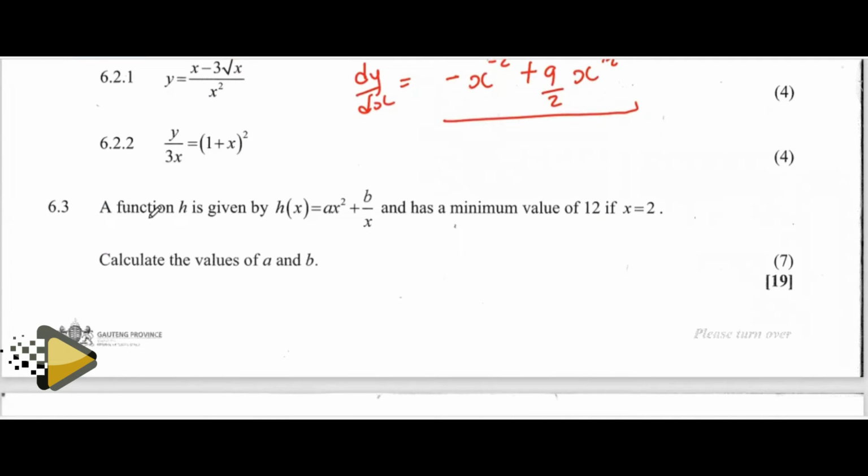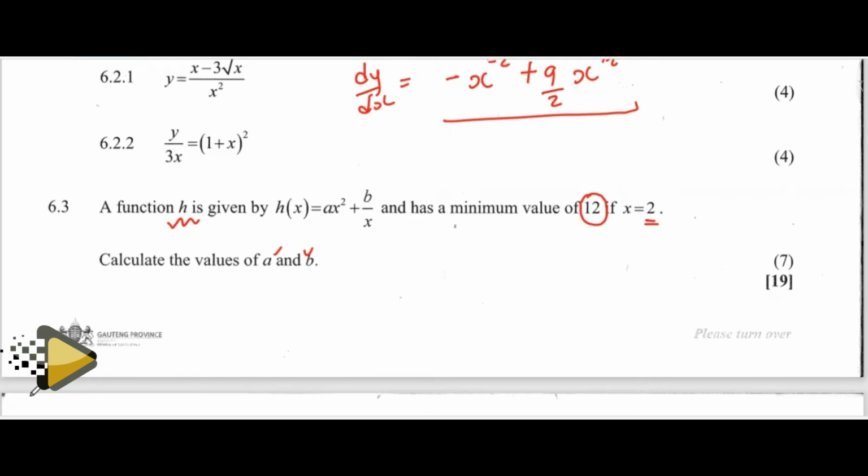6.3. Okay, there is a function f that is given as ax squared plus b over x. And this function has a minimum value of 12 if x is 2. Find the values of a and b.